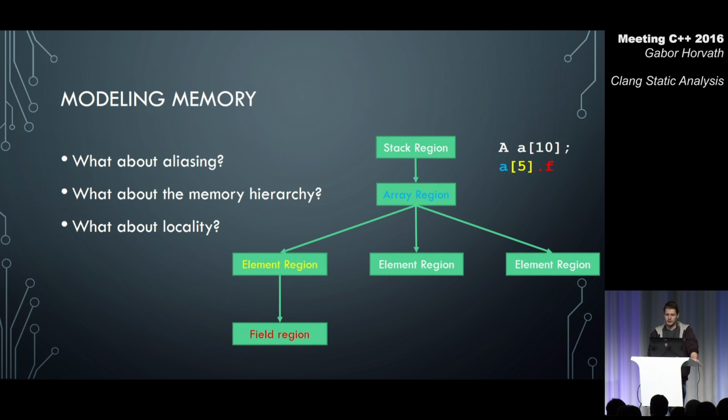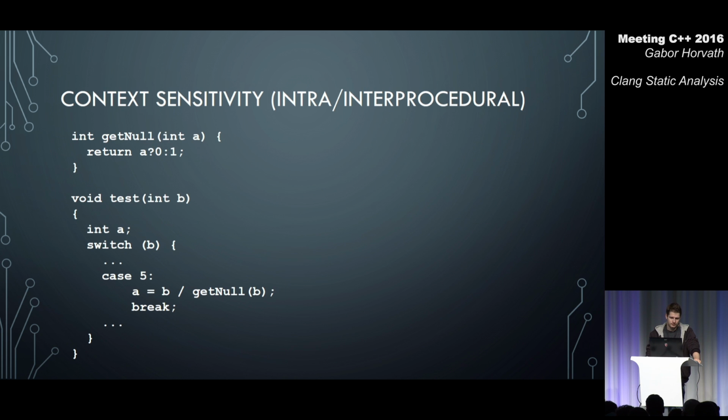For example, we can model it hierarchically, that a certain piece of memory is on the stack within an array, within an element of an array, and within a field of that element. And this way we have a lot of information about how the memory layout might look like without trying to assign exact locations to these memory regions.